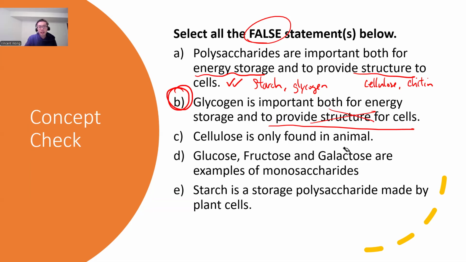Cellulose is only found in animals. That is also incorrect because cellulose is found in plants. Glucose, fructose, and galactose are examples of monosaccharides. If you look at the list earlier, you will see that this is correct. So we are looking for the false one. We're not going to choose this. Starch is a storage polysaccharide made by plant cells. That is also correct, and we're not going to choose it.